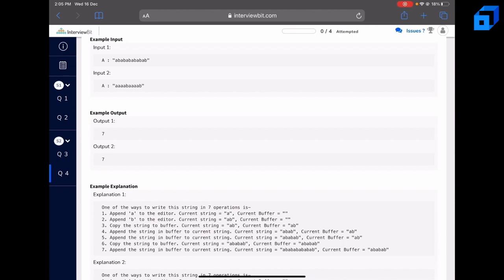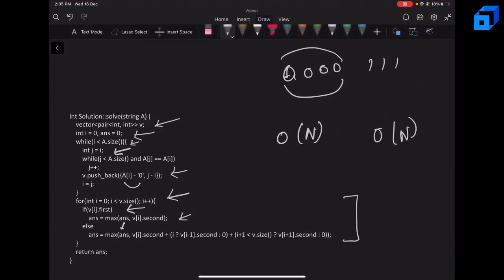So finally we have formed the string and we required 7 operations. In this way we need to find the minimum number of operations. So let's look at the solution approach.